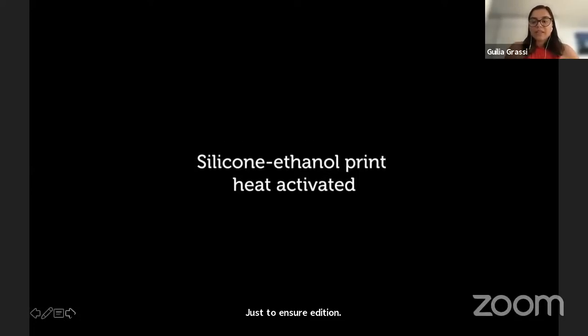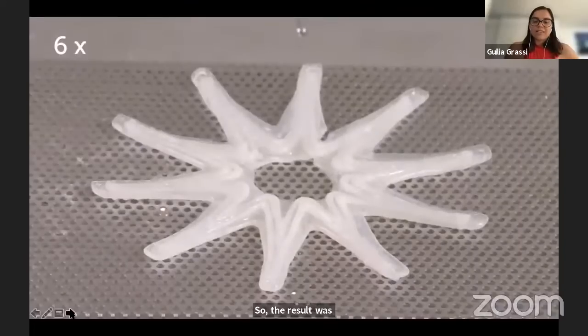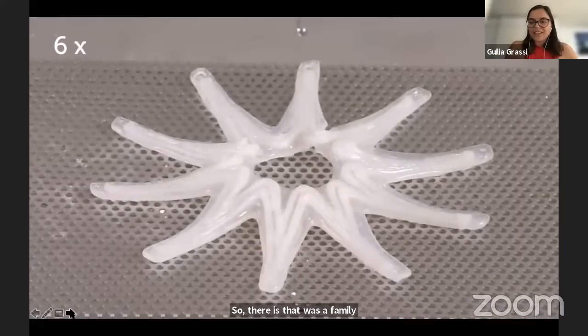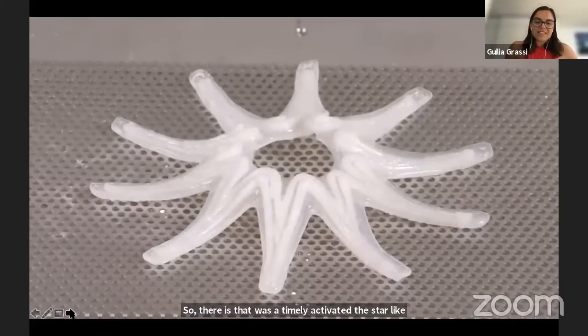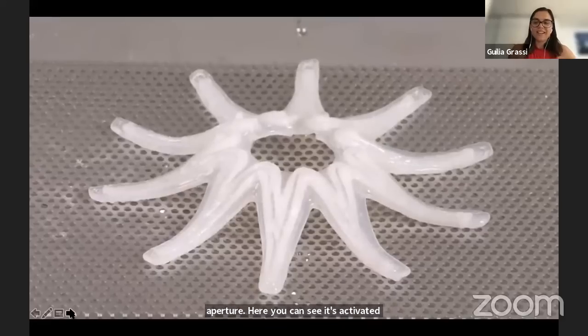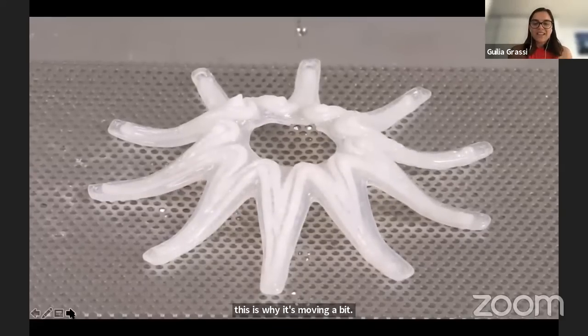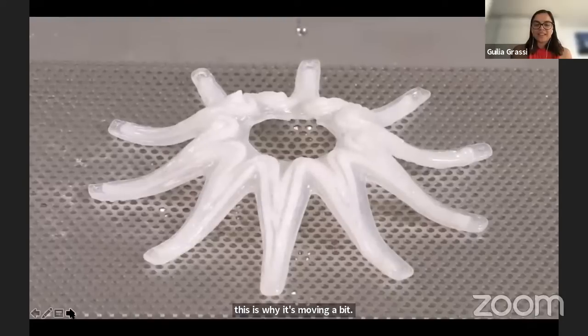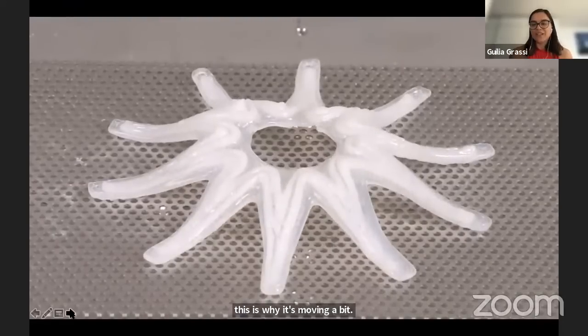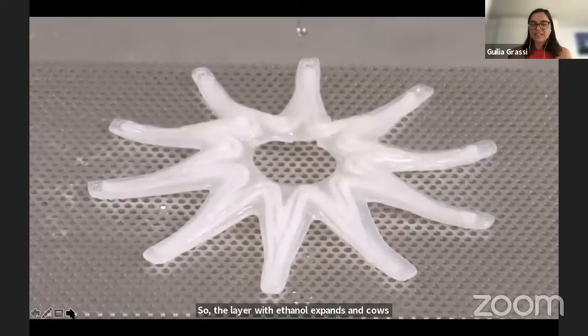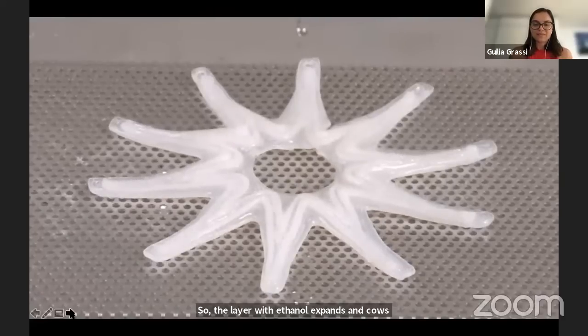So the result was a thermally actuated star-like aperture. Here you can see it's actuated through a heat gun. This is why it's moving a bit in a weird way. So the layer with ethanol expands and causes this movement.